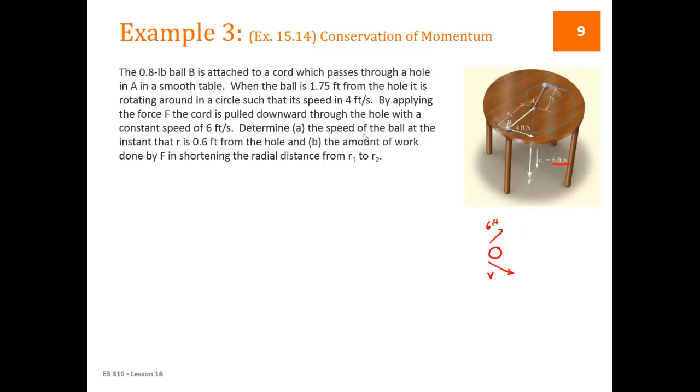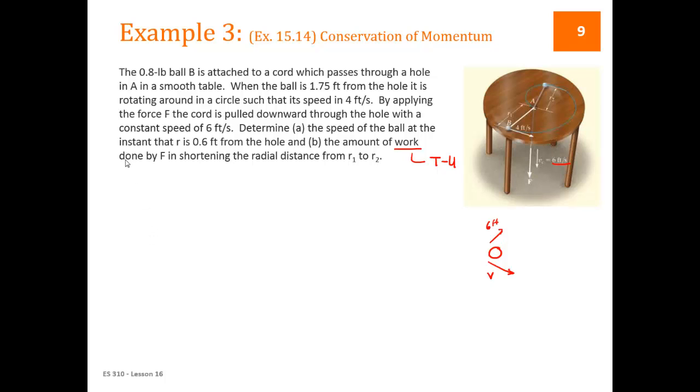And that's what we're going to be trying to find. So, part A, we're going to try to find the speed of the ball at the instant that r gets to 0.6, so it's very close to the center. And in part B, we need to find the work. If we're dealing with work, we're going to have to go to our work energy equations. So, first we're going to use our conservation of momentum to find the speed, and then we're going to use the work energy to find the work.